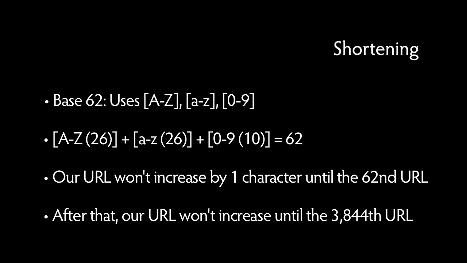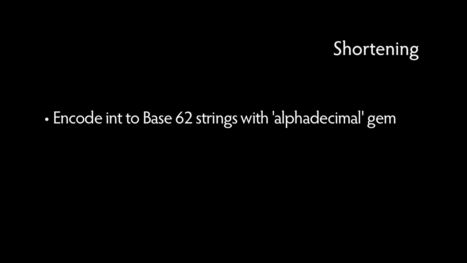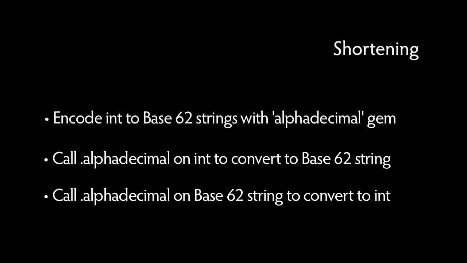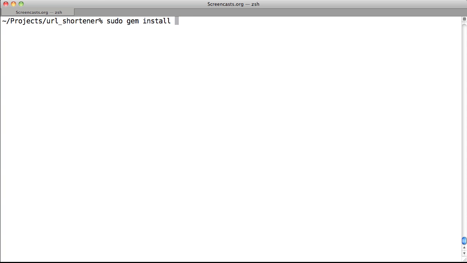Another benefit from using base62 is that since the characters are all alphanumerical, we won't have any problems with the shortened URLs. To encode integers into base62 strings, we can use a gem called alphadecimal. This gem allows you to call .alphadecimal on integers to convert them to base62 strings. The reverse is also true. If you call alphadecimal on a string, you get an integer returned.